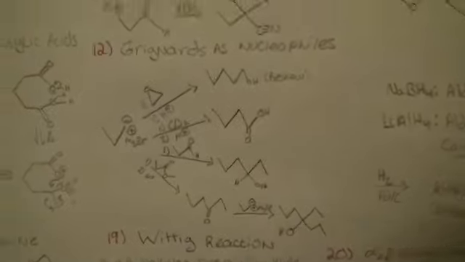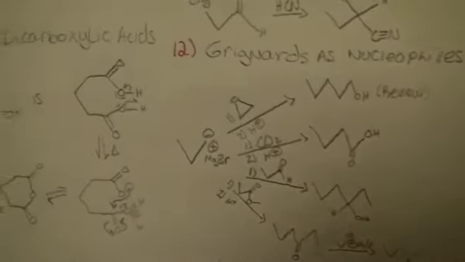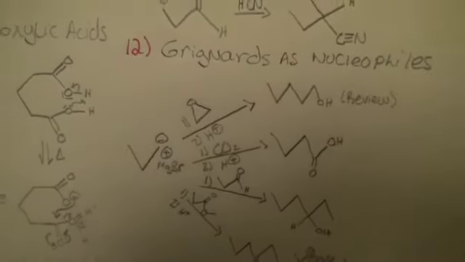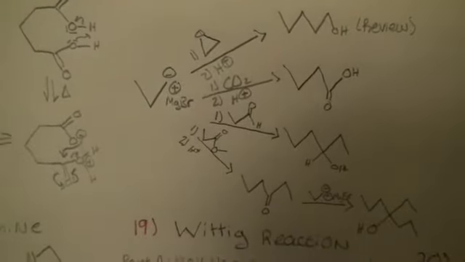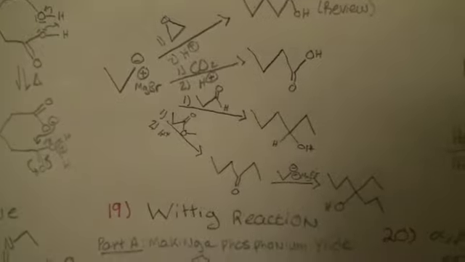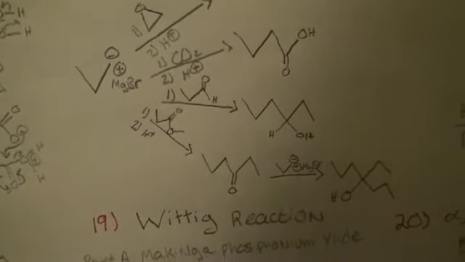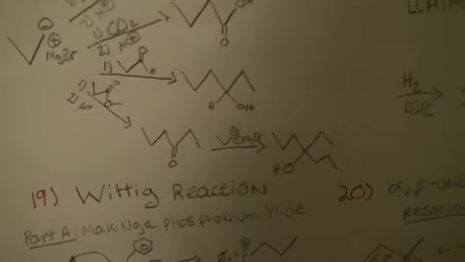You can use a Grignard reagent as the nucleophile in lots of reactions. This is our old friend when you do it with an epoxide, and we've seen that one in previous videos. You can also do it with carbon dioxide to create a carboxylic acid. You can do it with an aldehyde to create a secondary alcohol, or you can do it here with an ester, and one equivalent will make that ketone, 2 equivalents will make the tertiary alcohol. So that's 2 equivalents of the Grignard.